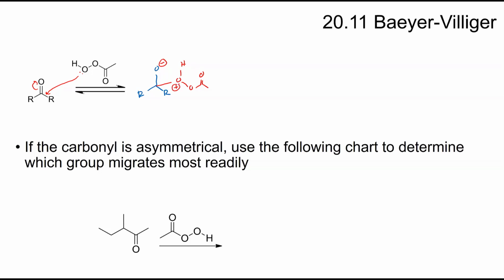That's now positively charged. We get a proton transfer from here to there. That's still negative, and this wants to reform the carbonyl, and when it does that, it does a strange thing. This R group will actually jump onto the oxygen. This bond breaks here. These go onto the oxygen. So we get this rearrangement.